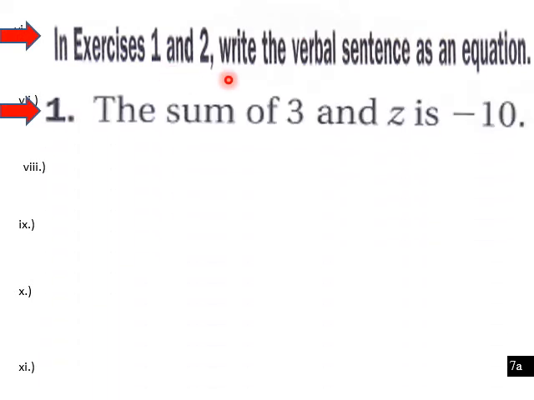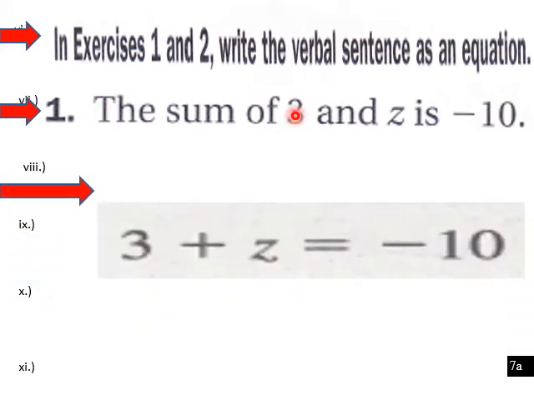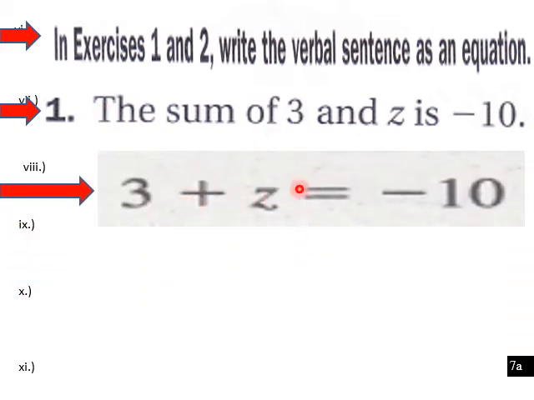And exercises, write the verbal sentence as an equation. The sum of 3 and z is negative 10. How would you write that? Here is how it would be as an equation: 3 plus z equals negative 10, where "is" is the same thing as an equal sign.